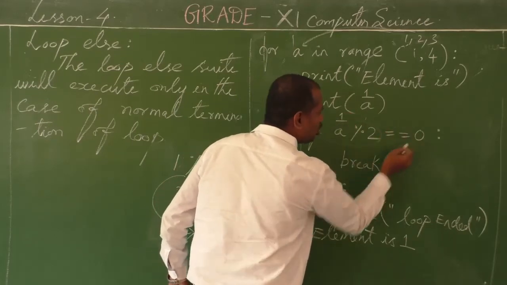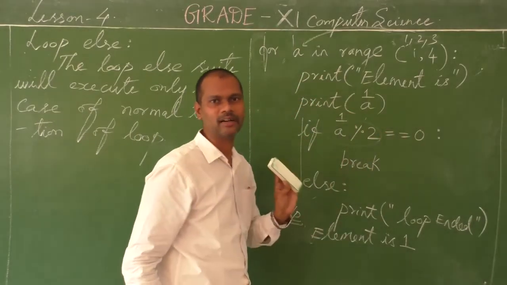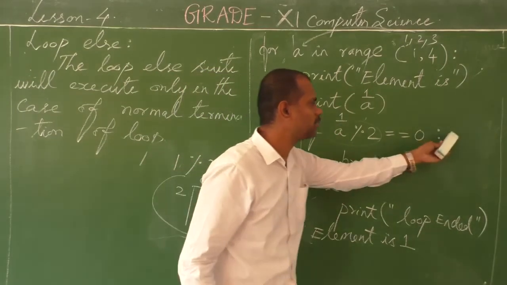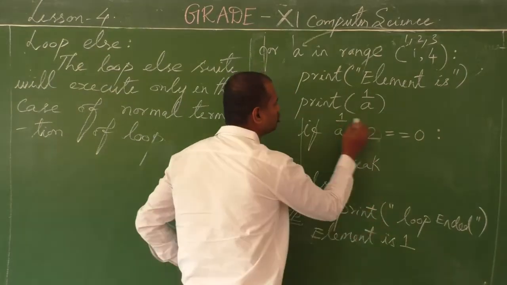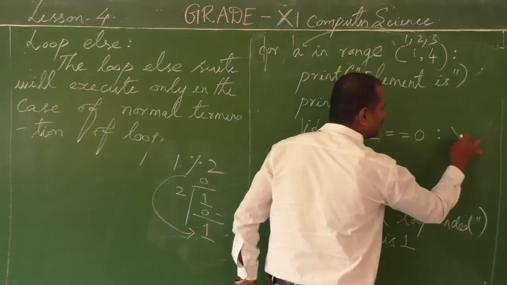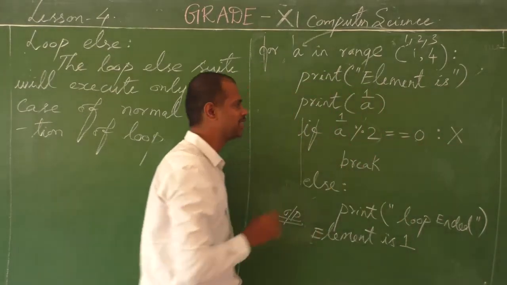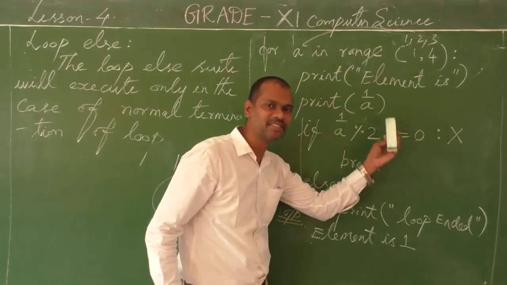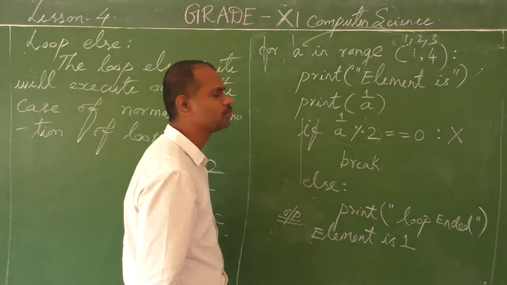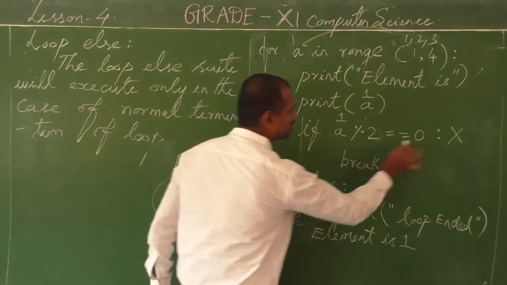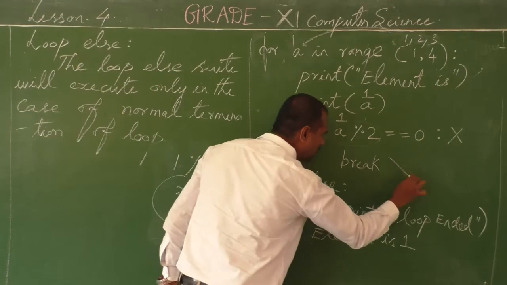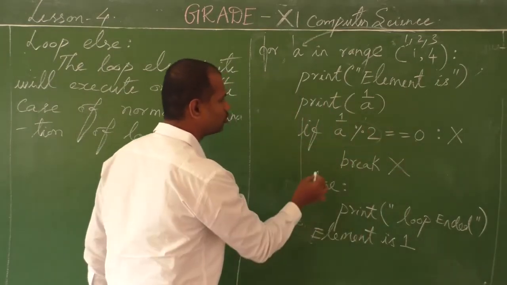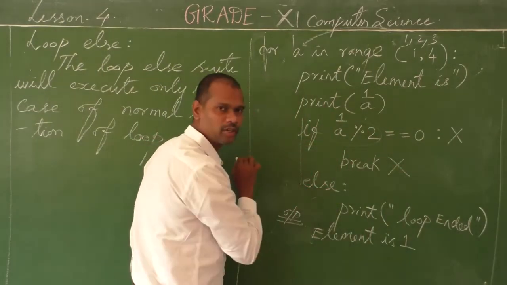1 and 0. Equal or not? Equal means put tick mark. Not equal means put cross mark. Yes, these two are not equal, so put cross mark. The condition is false. This is a condition. This condition is false. Now, since this condition is false, this break will not execute. Super. Okay. So now else case will be executed.